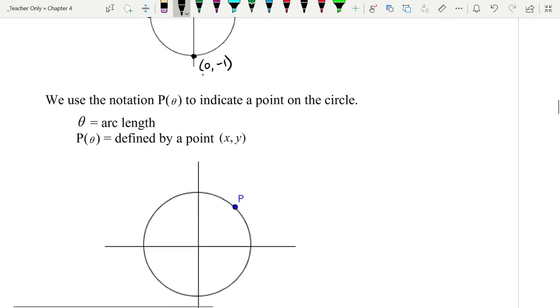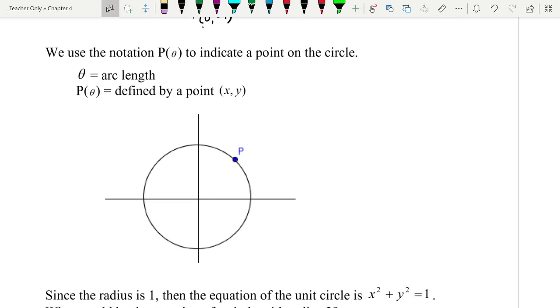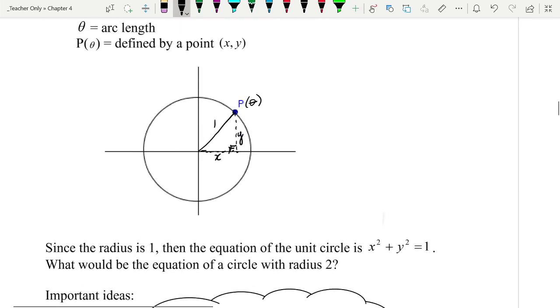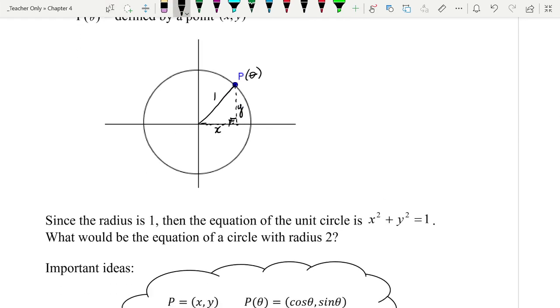So for example, point P here, if we're on the unit circle, we have a radius of 1. Then point P, again, I would maybe say P of theta, has a horizontal x component and a y component. And since the radius is 1, and since this is a right angle, sorry I drew that so ugly, Pythagoras holds, right? x squared plus y squared must equal 1 on the unit circle.